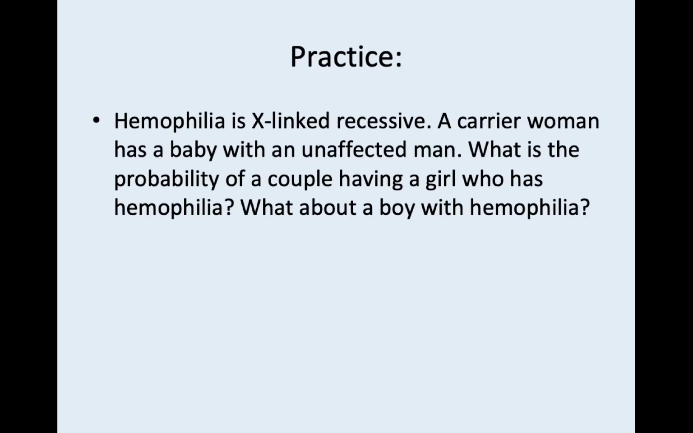Okay, right, so haemophilia is X-linked recessive. A carrier woman has a baby with an unaffected man. So you have enough information there to work out what the genotypes are of the parents. Remember, dad is XY, mum is XX. What's the probability of the couple having a girl who has haemophilia? And what about a boy that has haemophilia? So pause the video, have a go, because I'll probably give you an exam question very similar to this.